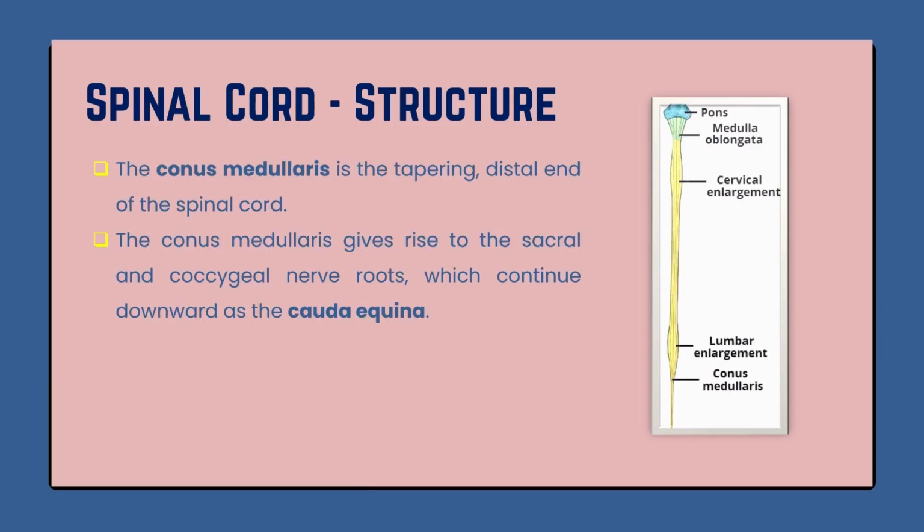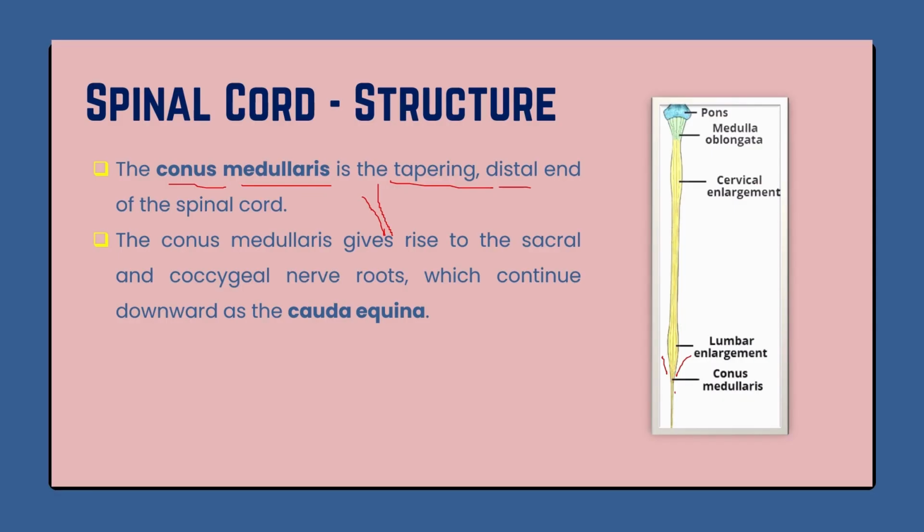Alright. Coming further down, we have conus medullaris. You can see here, conus medullaris. This is tapering. Tapering means something that is becoming narrow as you go down. You see, there is an enlargement and this enlargement is narrowing down as you go down. So that's why this is called tapering. Distal means away from the main cell body, right? We talked about proximal and distal when we were talking about nerve degeneration. All right, remember? So this is the tapering distal end of the spinal cord.